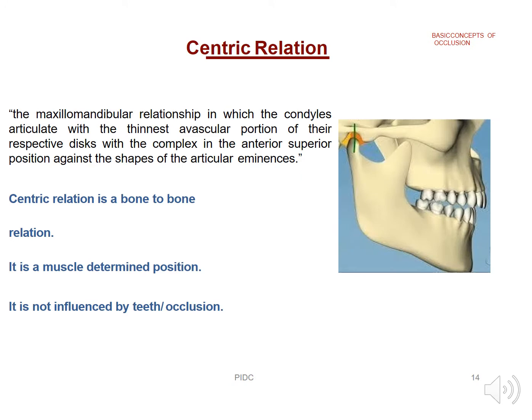Firstly, the centric relation. What is centric relation? It is the maxillomandibular relationship in which the condyles articulate with the thinnest avascular portion of their respective disks with the complex in the anterior superior position against the shape of the articular eminence. This is something very anatomical, and you need to know clearly where is the position of the anatomical part. Centric relation is a bone to bone relation. That's why it's really anatomy related. It is a muscle determined position and it is not influenced by teeth and occlusion.